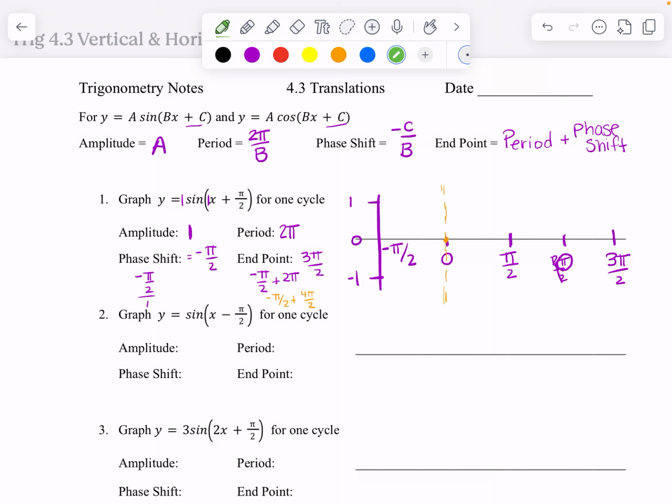All right, so this guy is sine. Sine starts at 0. 1, 0, negative 1, 0. Connect the dots. Give him a curve shape. And so you're just going to graph one cycle.